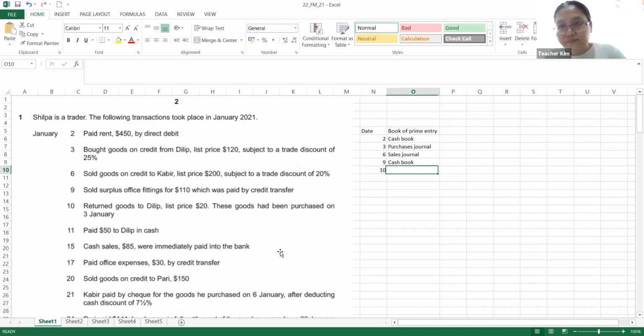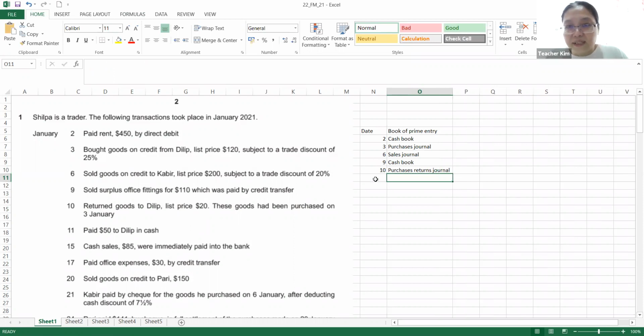On 10, return goods to Dilip. List price. This goods has been purchased on 3rd Jan. Okay, this is the purchases. Okay, along the way, if you have any question to ask, please stop me and you can put into the chat or you can voice it out, okay? Okay, this one is purchases return journal.